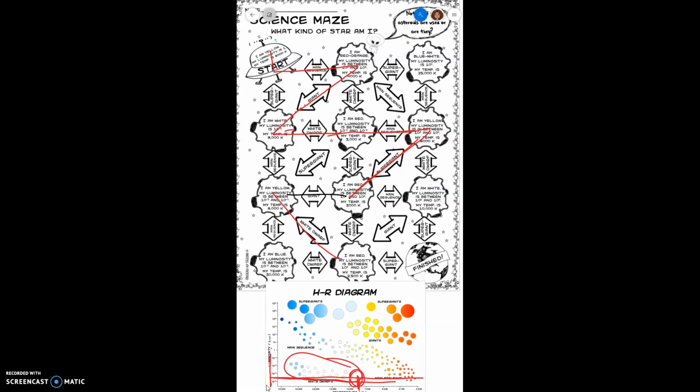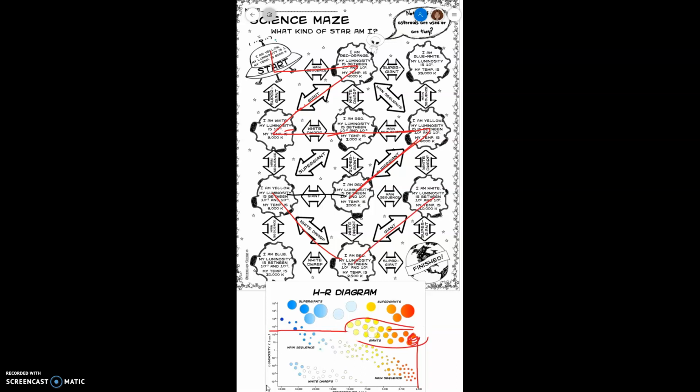Our next one says I am red, so I know I'm going to be in this area here. My luminosity is between 10 to the second power and 10 to the third. So I know that it's in this area. And it says my temperature is 2500. So I would say it belongs to the giants.